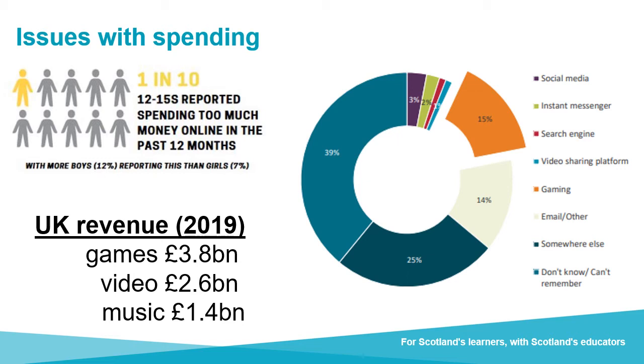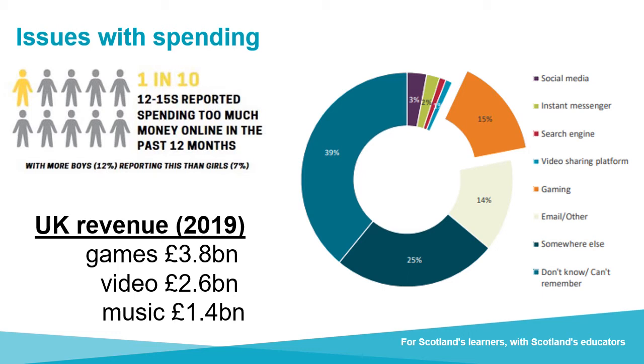and they still carry that £50 to £60 premium upfront cost. So when it comes to the problems of spending, you can see there 1 in 10 12 to 15s have reported that they spent too much money online in the last year. So boys, it's a good bit higher than girls. So that's perhaps buying too many skins or characters or FIFA Ultimate Team points or cards. However they're spending it, they're perhaps spending too much money online, and that's about 10% there.